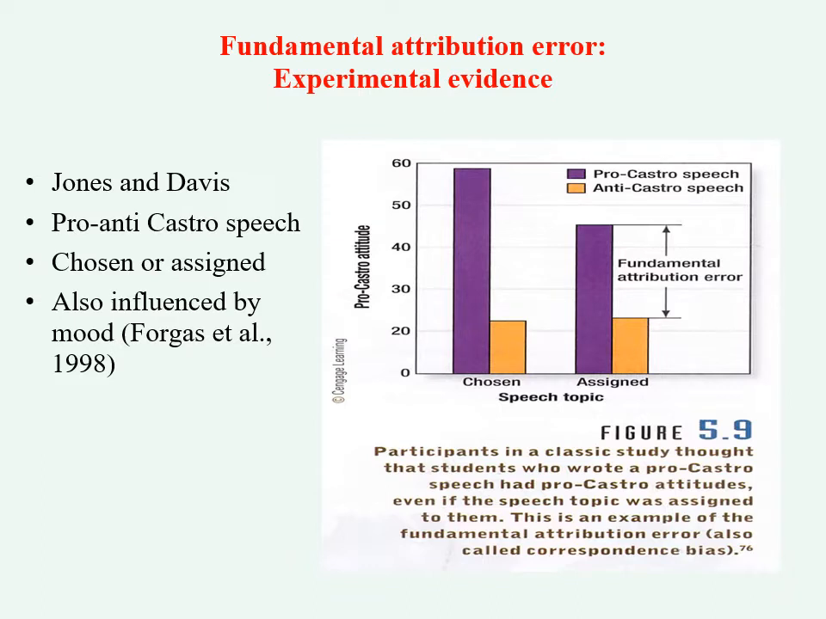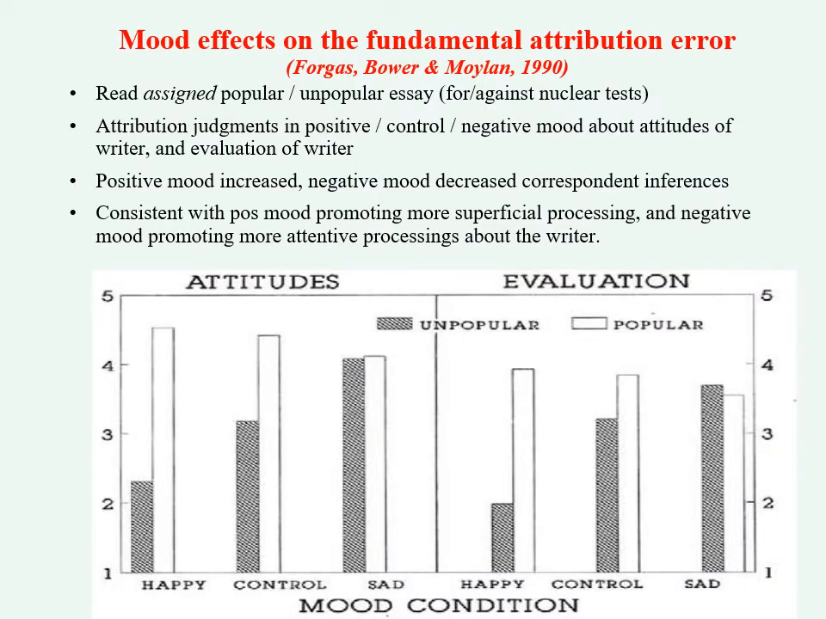Just as is the case with many other cognitive and attributional biases, the incidence of the fundamental attribution error also partly depends on the kind of information processing strategy judges adopt. When they think carefully and attentively, the fundamental attribution error is less likely to be committed than in conditions when people use shortcuts, simple heuristic thinking. This was supported by an experiment that we have carried out, Forgas, Bauer and Moylan, 1990.